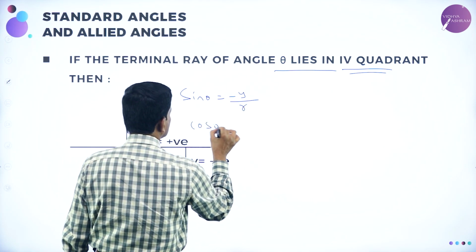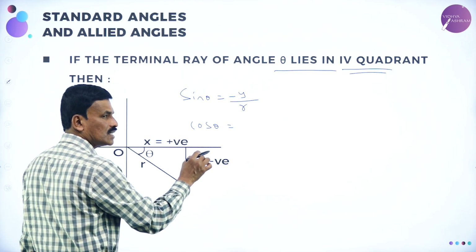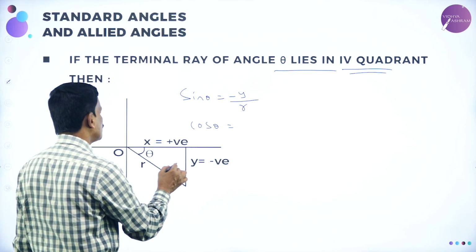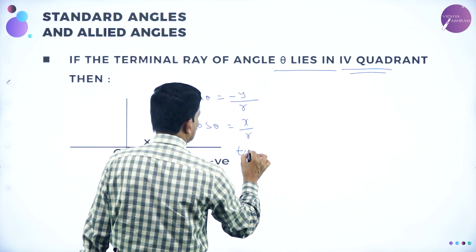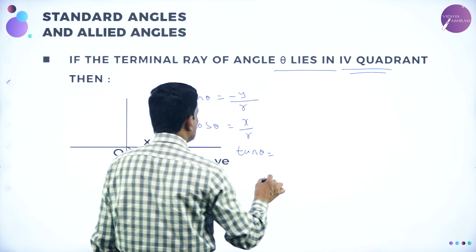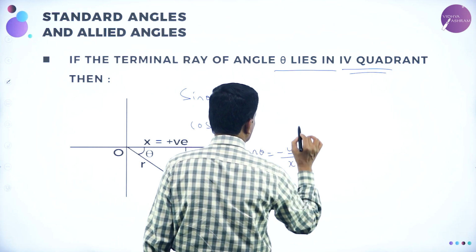And similarly cos theta. What is cos theta? Cos theta is adjacent side divided by hypotenuse. Adjacent is x, divided by r. And what is tan theta? Tan theta is equal to opposite by adjacent. That is nothing but minus y divided by x.